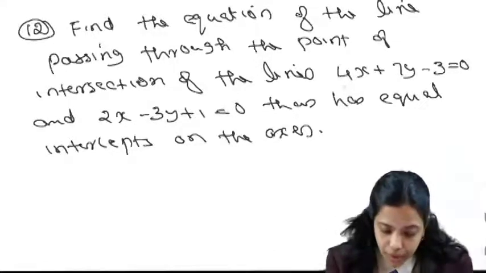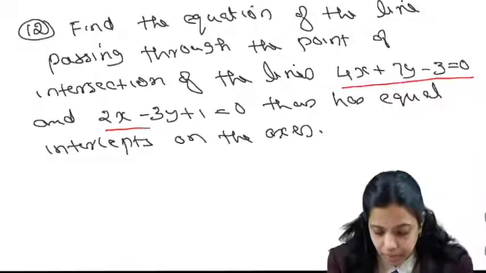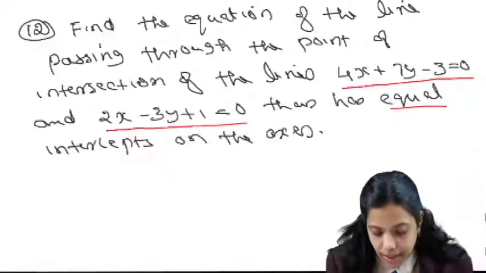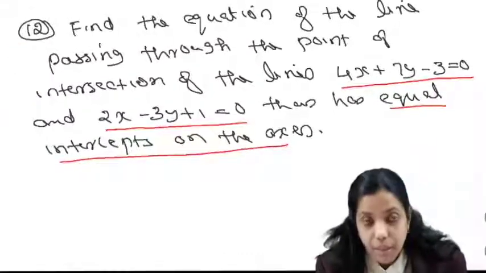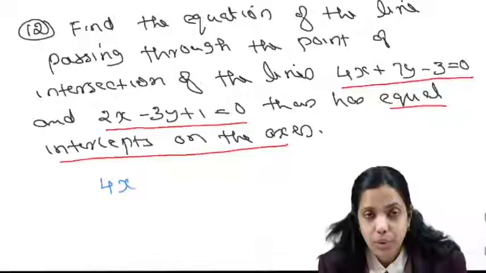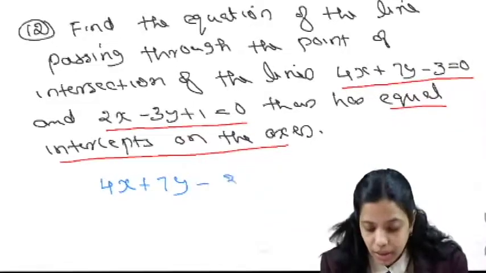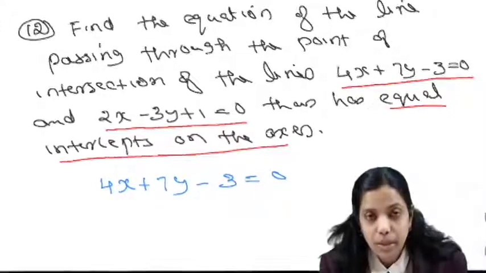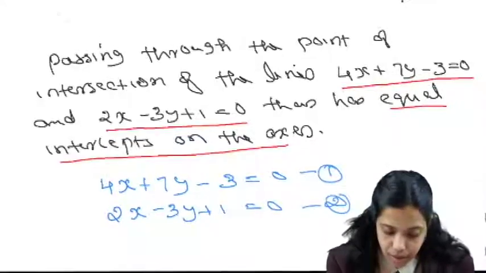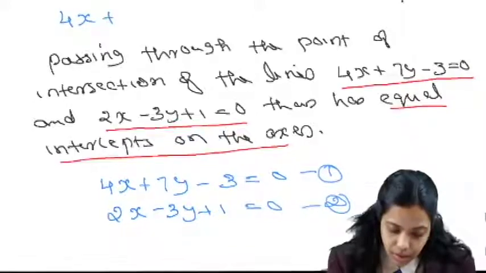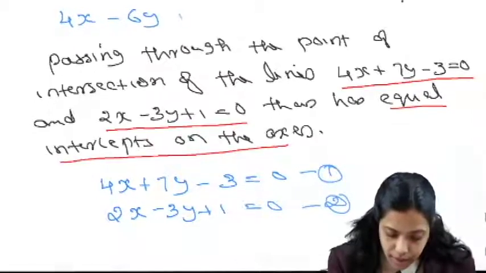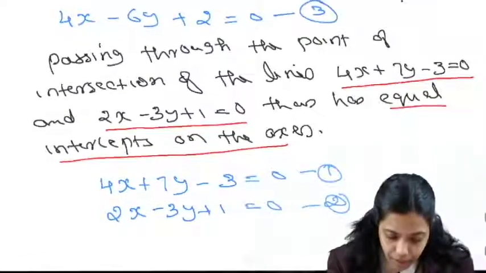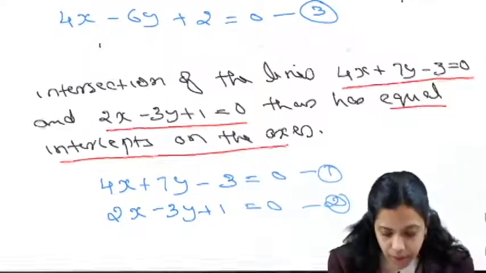So here, the first equation is 4x + 7y - 3 = 0 and the second equation is 2x - 3y + 1 = 0. In order to apply the method of elimination, we have to make the coefficient of either x or y the same. So let me consider the second equation and multiply it by 2. It will turn into 4x - 6y + 2 = 0. Let it be equation number 3.